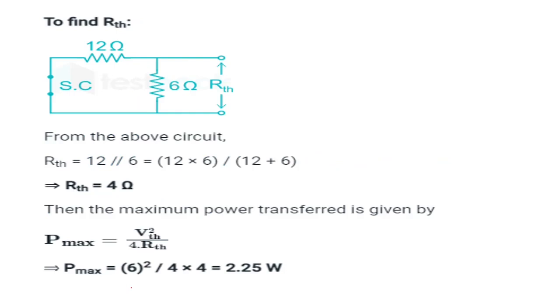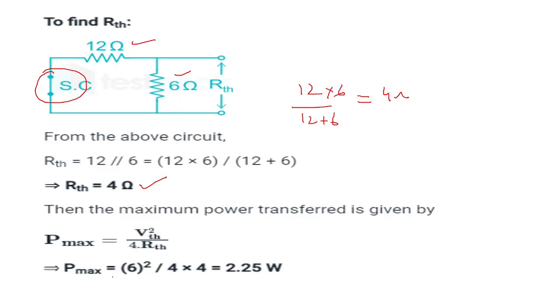Then if you want to find out the Thevenin's resistance, we have to short circuit the supply here, and we have to consider the 12 ohm and 6 ohm resistance. They are in parallel, so it will be 12 into 6 upon 12 plus 6. This will be nothing but 4 ohms. So RTH will be 4 ohms.